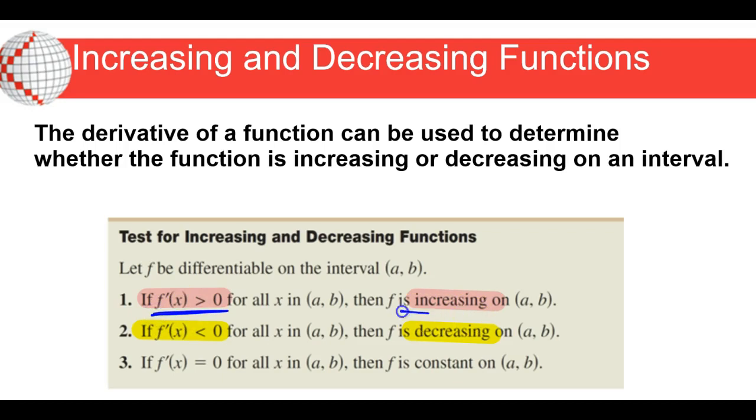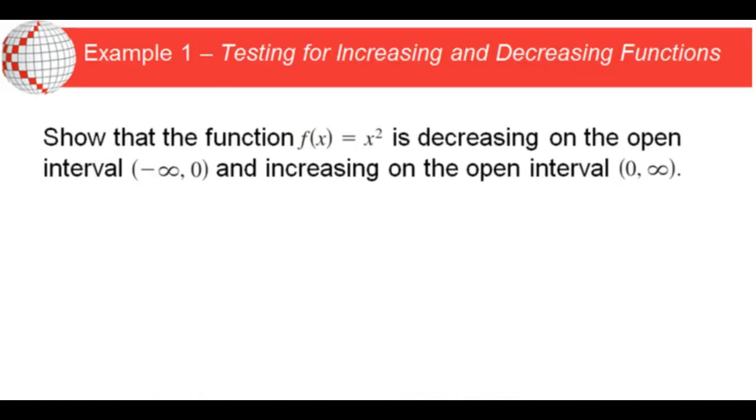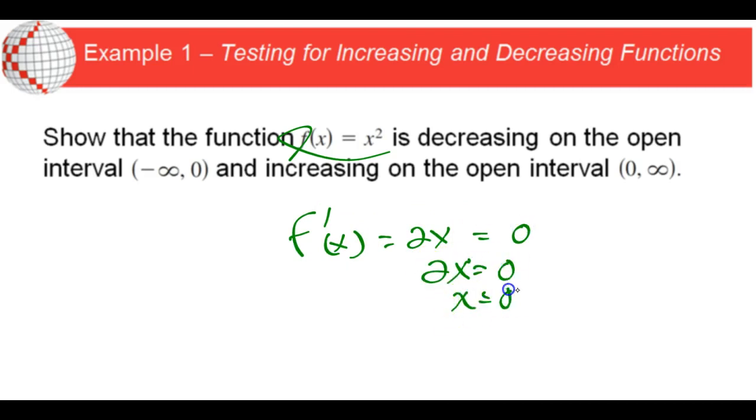Again, if the first derivative is greater than 0, it's increasing. Less than 0, it's decreasing. If it's equal to 0, then it's a constant function. The slope is 0. Here we go. First example. Here's the function. We're going to find the derivative, which is 2x. Set it equal to 0. 2x equals 0 when x equals 0.